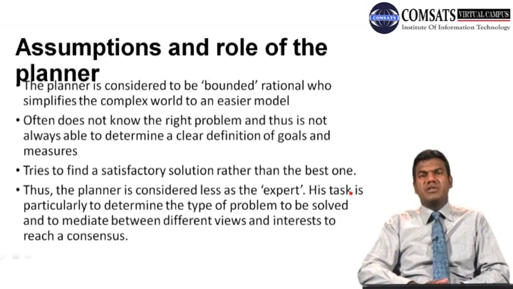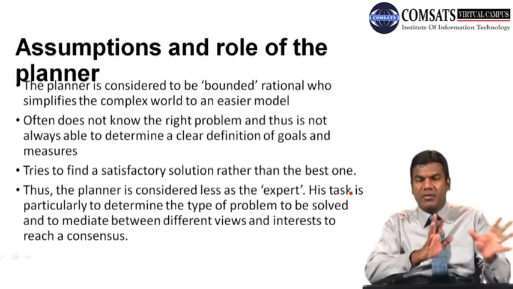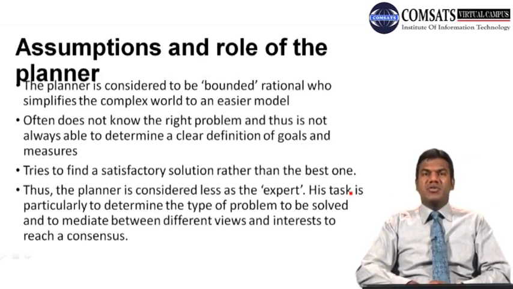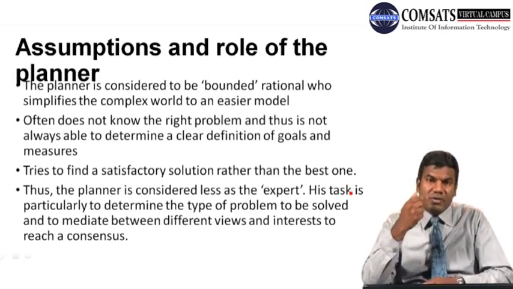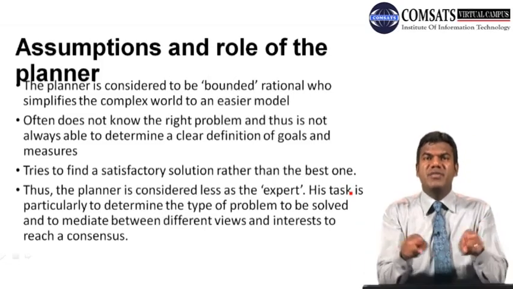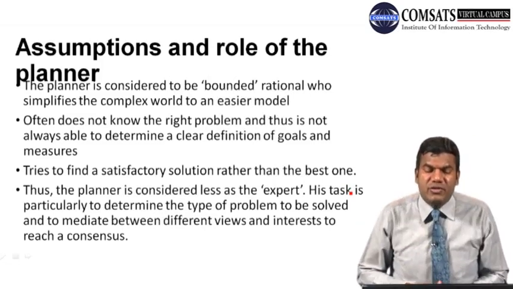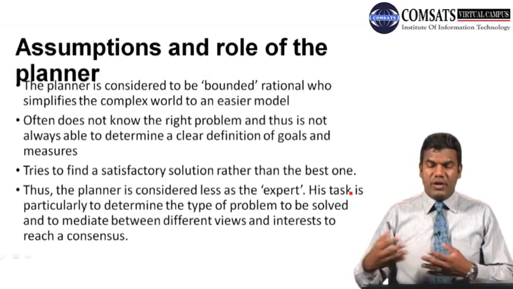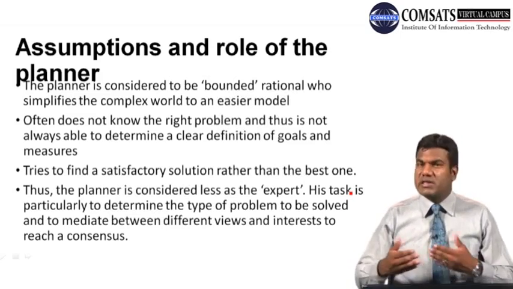Now, assumptions and role of the planner. The planner is considered to be bounded, bounded rational, who simplifies the complex world into an easier model. This is the planner's role. Often does not know the right problem and thus is not always able to determine a clear definition of goals and measures. Why is he unable to identify the right problem? Right. Because he is limited, a victim of bounded rationality. Okay? So therefore we might not even know the real problem. For whom are we planning? Because of this, our clear definition of goals and measures also does not come out clearly.